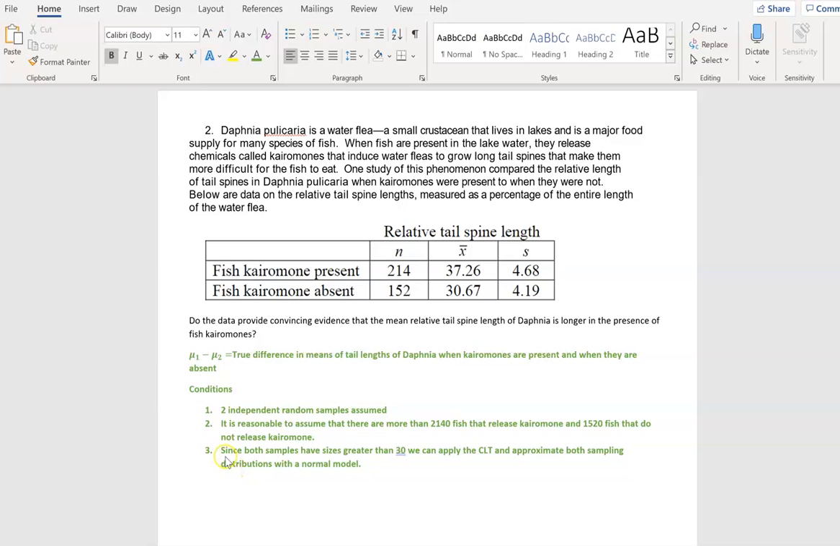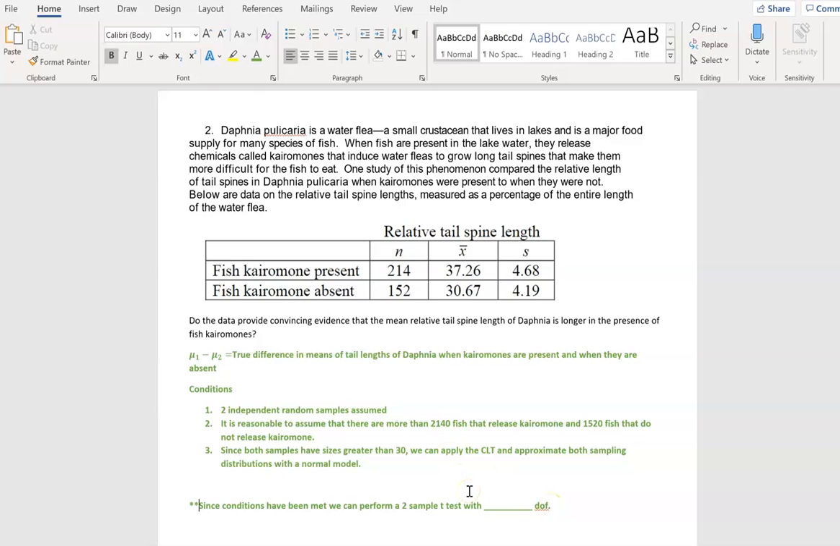For the third condition, since both samples have sizes greater than 30, we can apply the CLT and approximate the sampling distributions with a normal model. Thank heaven for the CLT. We now have to state the name of the procedure, and we can do this right in this line. So let me star it. Since conditions have been met, we can perform a two-sample t-test, and notice I've left this blank because we're going to let the calculator determine the degrees of freedom.